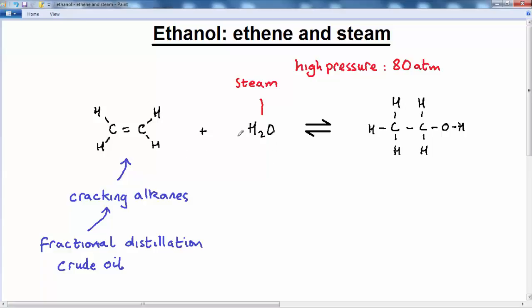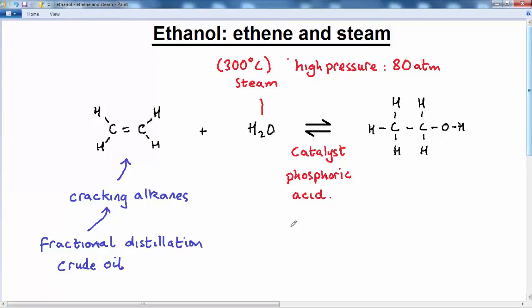We actually want the temperature to be high so that we can increase the collision rate between the water molecules and the molecules of ethene. So there's a compromised temperature of 300 degrees Celsius, which isn't too high, but it's high enough to keep the reaction rate going. Okay, so we're going to carry out this reaction at about 300 degrees Celsius, high pressure, 80 atmospheres, and we're going to use a catalyst called phosphoric acid.